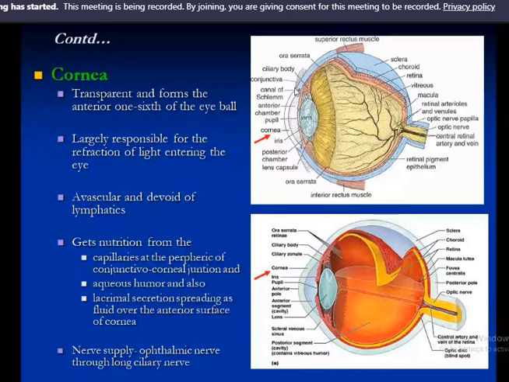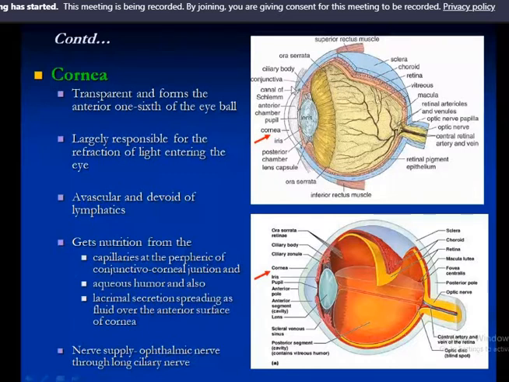Can you see this part? This is known as the conjunctiva, this is known as the cornea. Now can you see the junction of the conjunctiva and the cornea? This is known as the conjunctivo-corneal junction. At that part, at the periphery, we have the capillary.